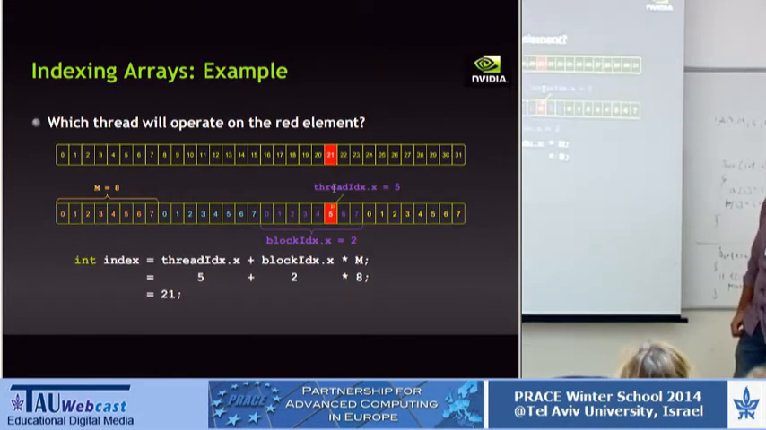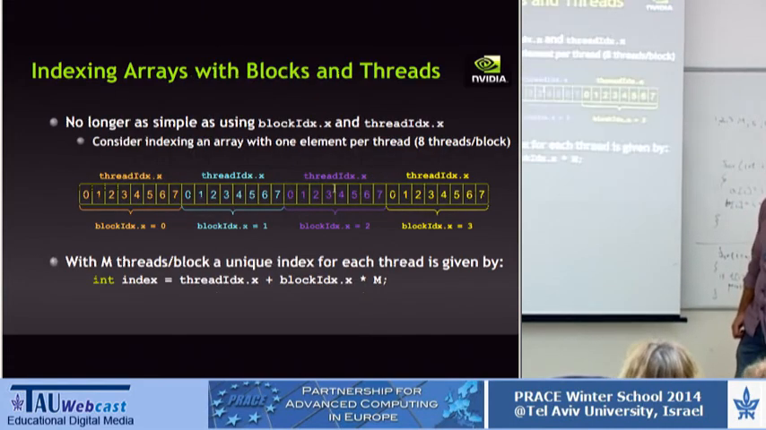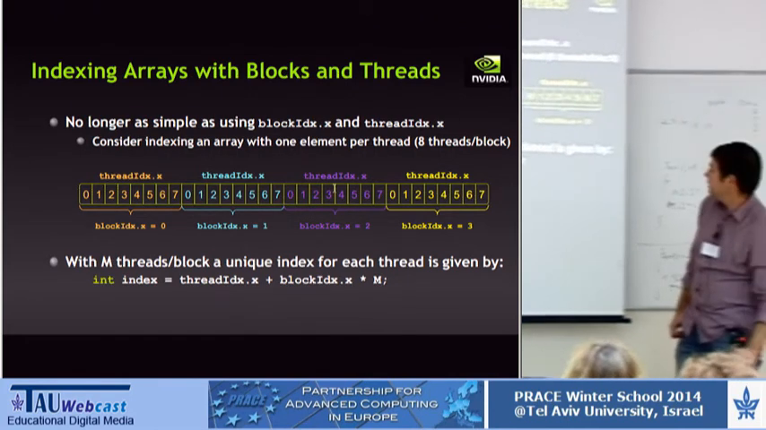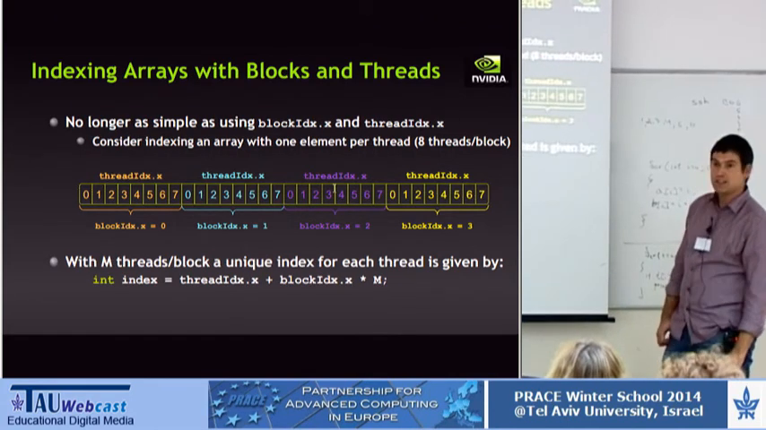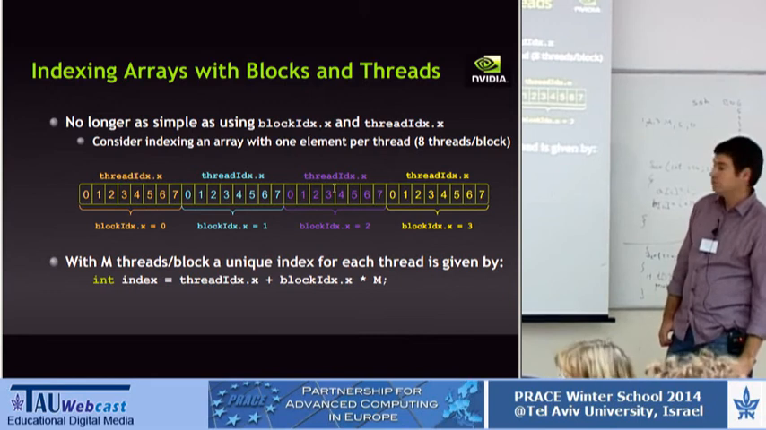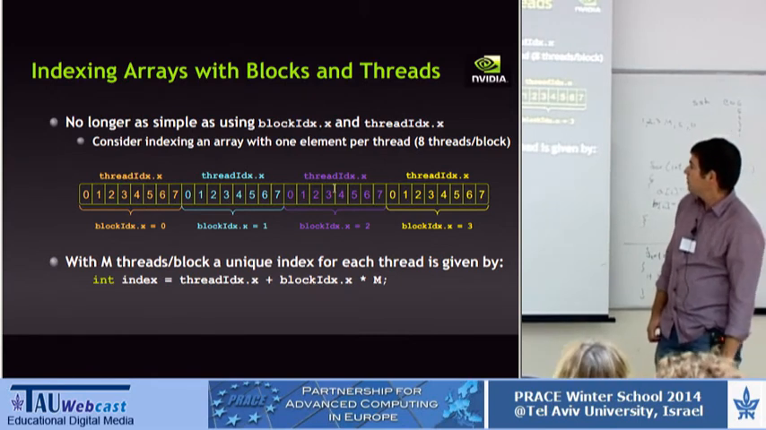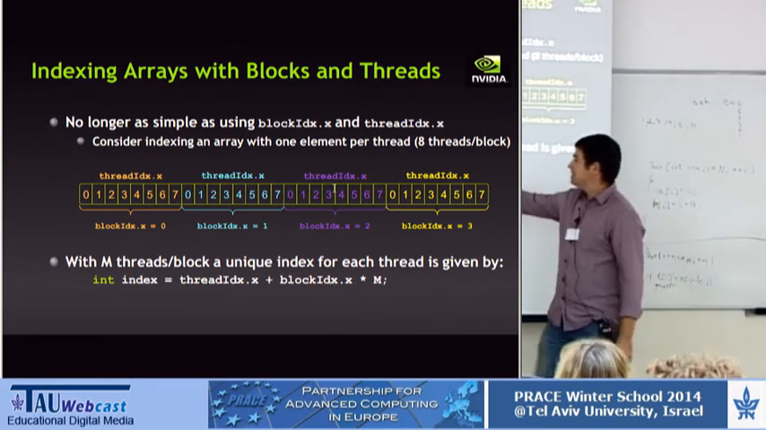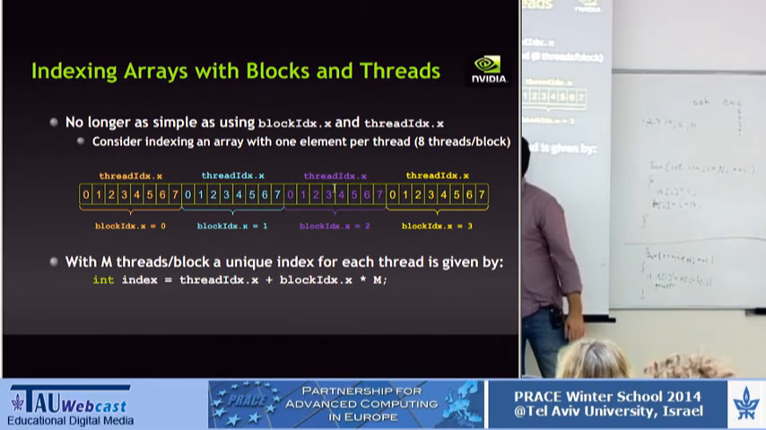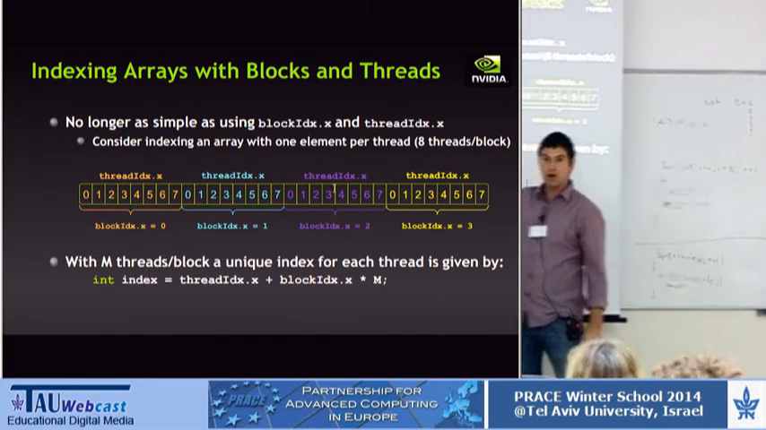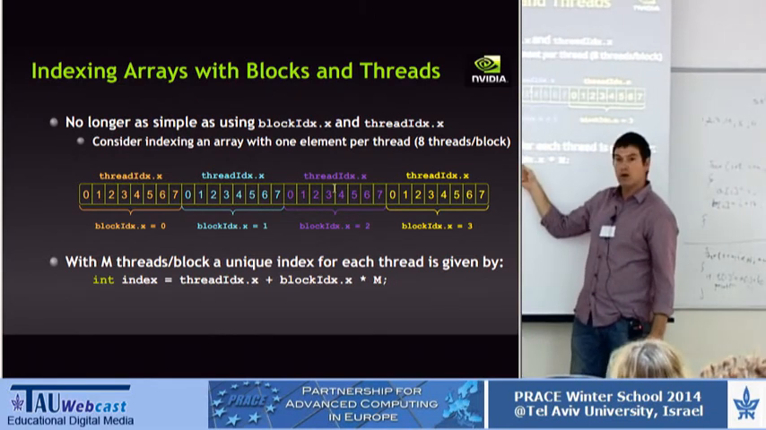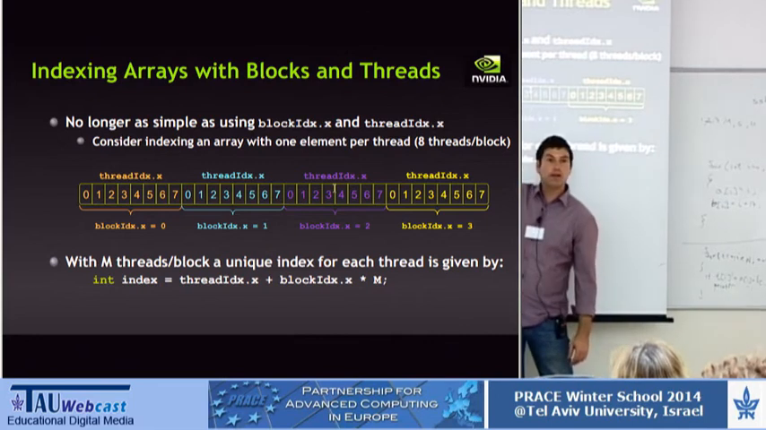Why? Every block has m threads. So what I need to do with this thread index? This is the index inside the block. This is the index of the block. And this is the index that I'm going to operate on in the data. This is the index in the data.